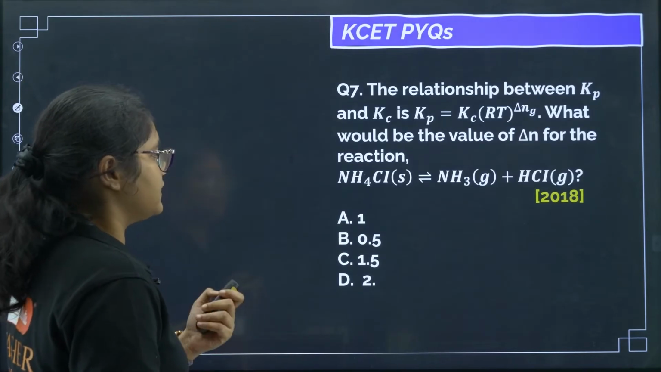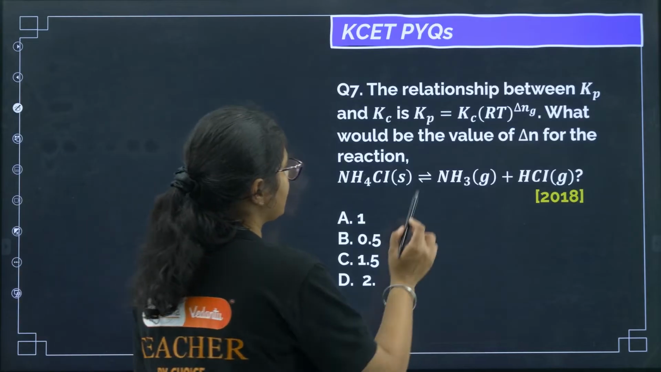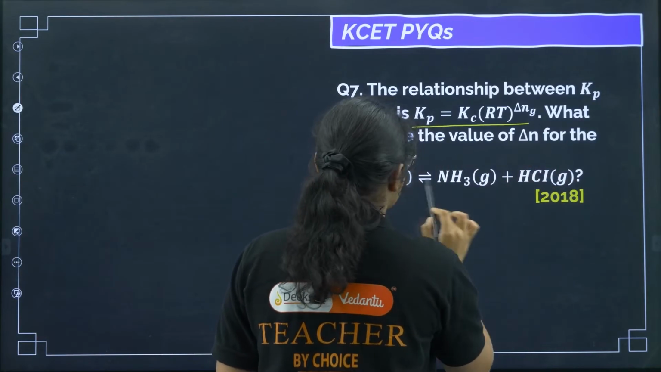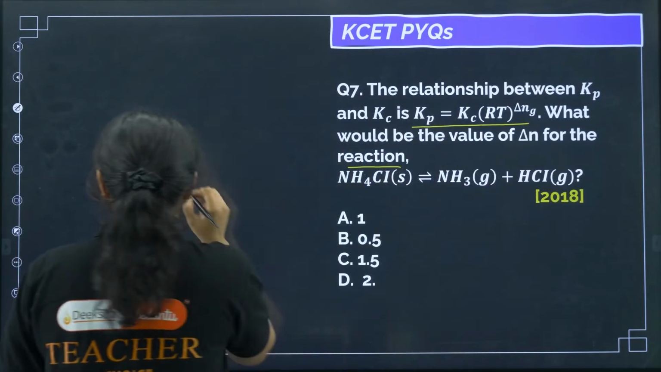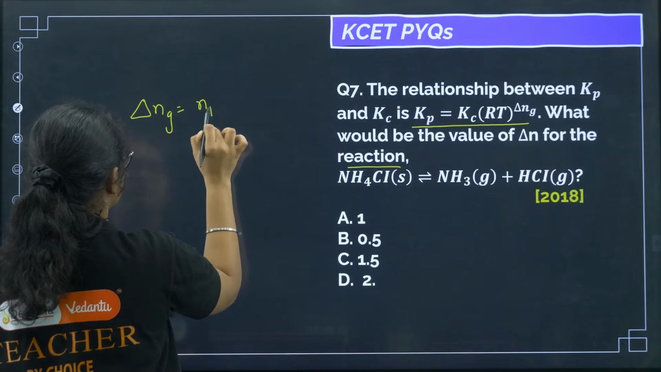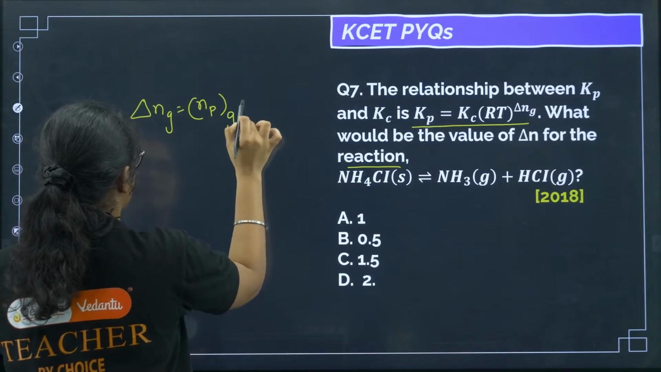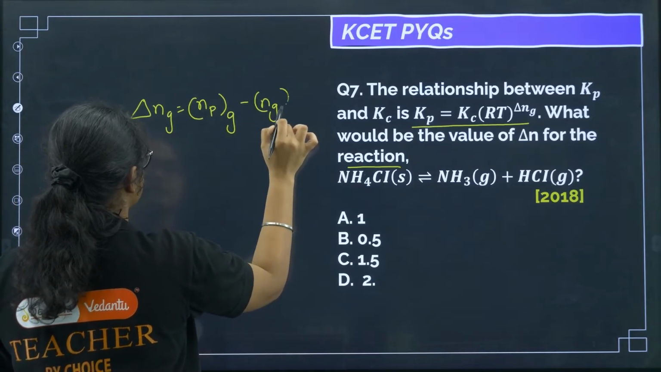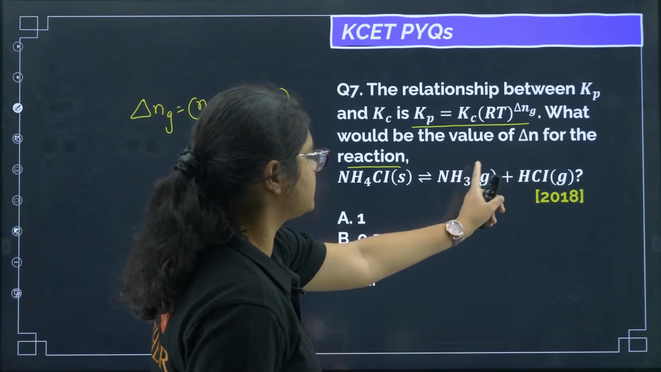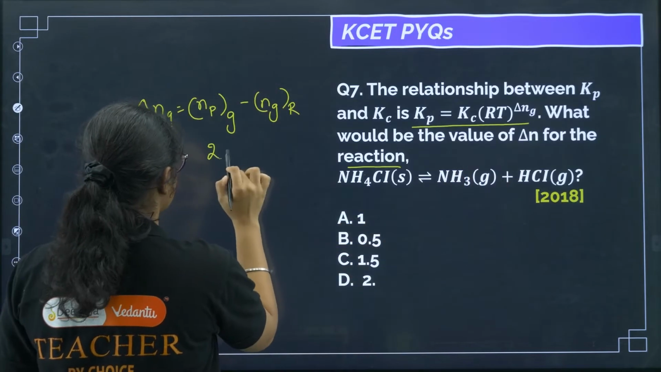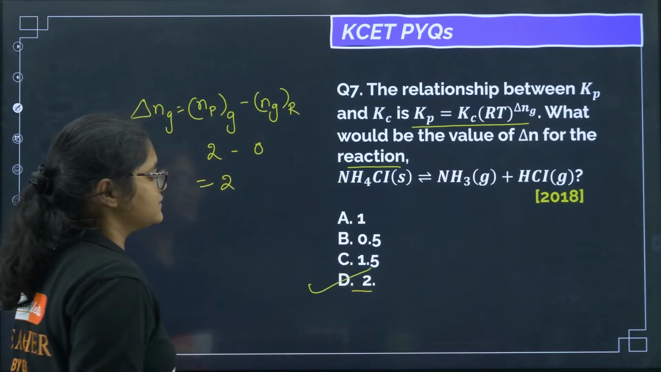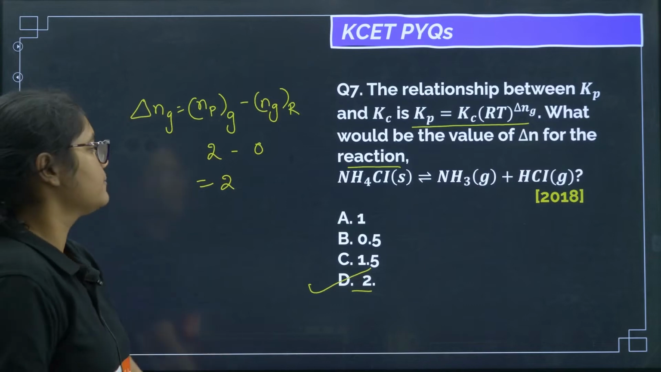Next, question number 7. The relationship between Kp and Kc is this one. What would be the value of delta N for the reaction? Now if you remember, what is delta N? Delta Ng is equal to the number of gaseous moles of product minus the number of gaseous moles of reactants. So you see here, on the product side it is 2 minus 0, that is 2. So delta Ng will be 2. The correct answer is option number D here.